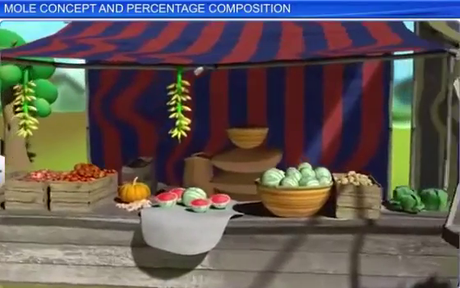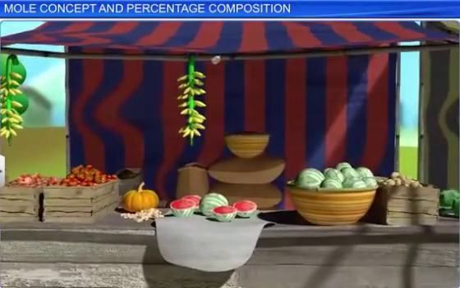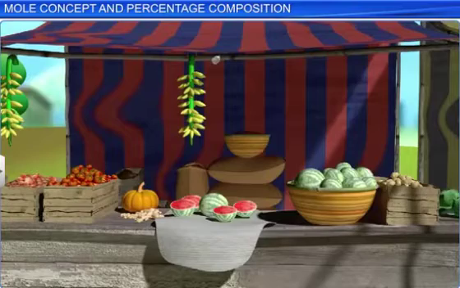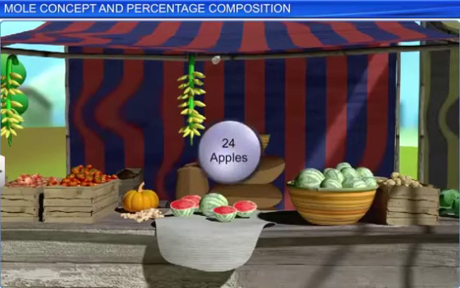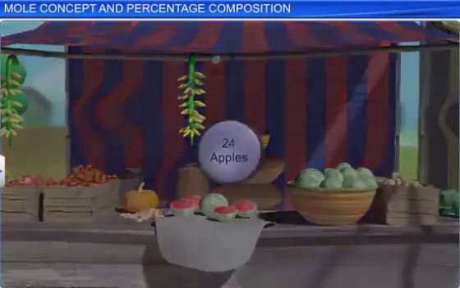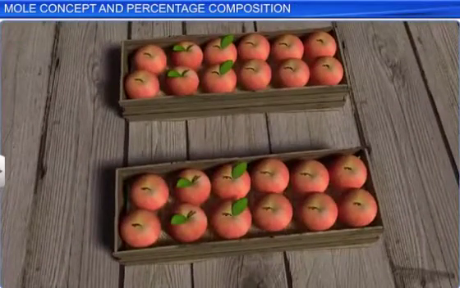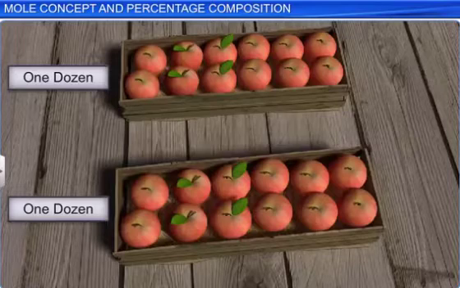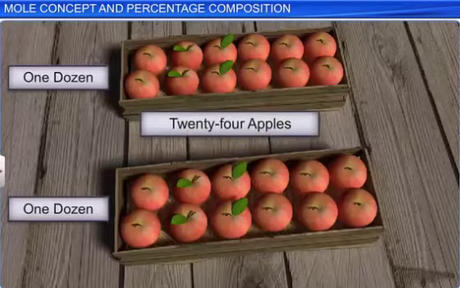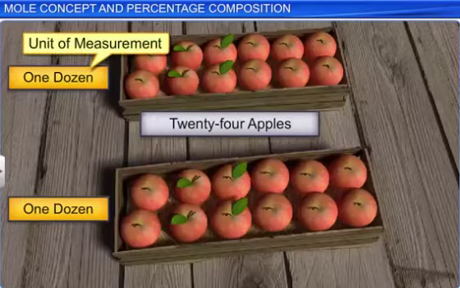Before we begin, let's step into a store to buy some apples. Let's say we need 24 apples. When we collect them, we get them in 2 boxes, with 1 dozen or 12 apples in each box. Here, dozen is a unit of measurement that helps us simplify and state a large quantity, like 12.